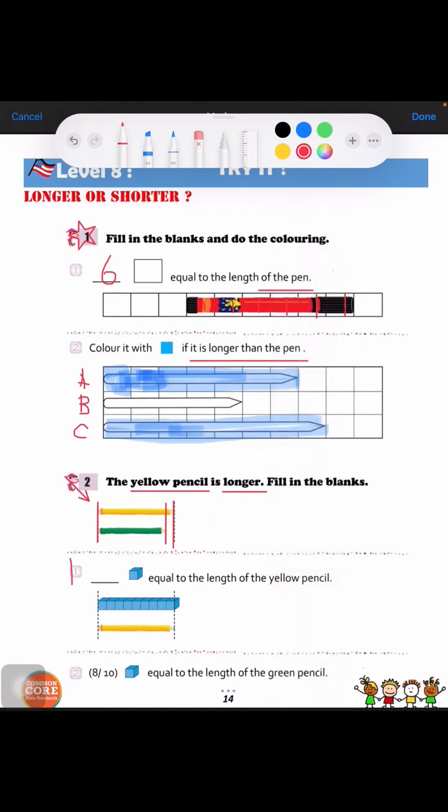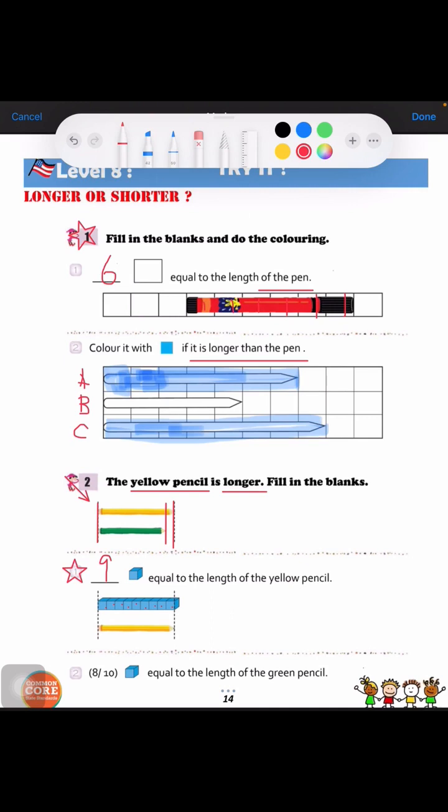Okay, now we take a look at the first question. How many cubes equal the length of the yellow pencil? Let's count together. 1, 2, 3, 4, 5, 6, 7, 8, 9. 9 cubes equal the length of the yellow pencil.